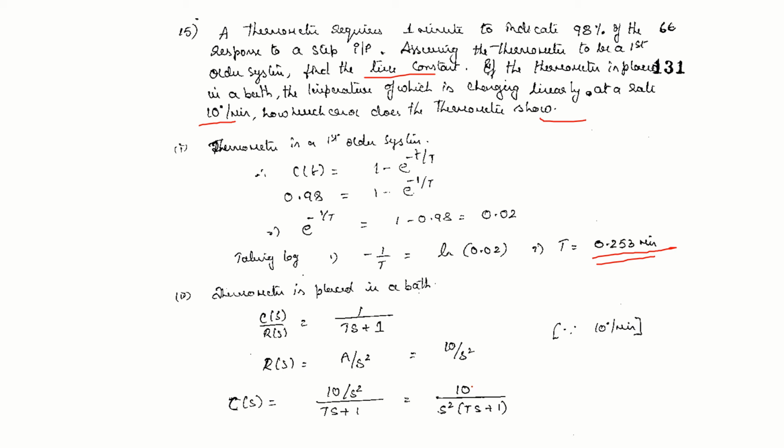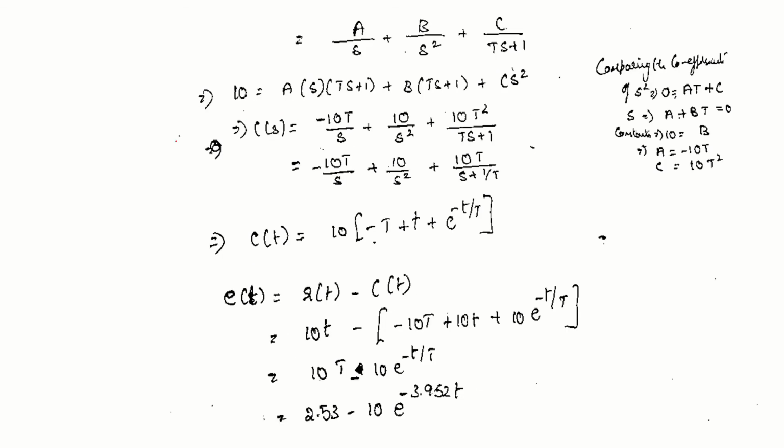Now it is subjected to a ramp input because it is 10 degrees per minute. So now split this into partial fractions. Find out the A, B, C values and substitute over here. Find C of t. Error is R of t minus C of t. Error is 10t. So now we can find out what the error value is.